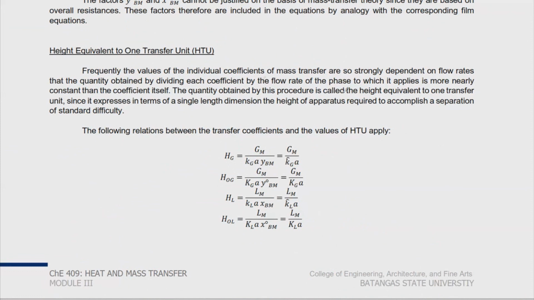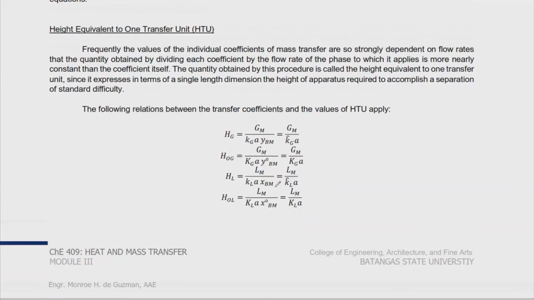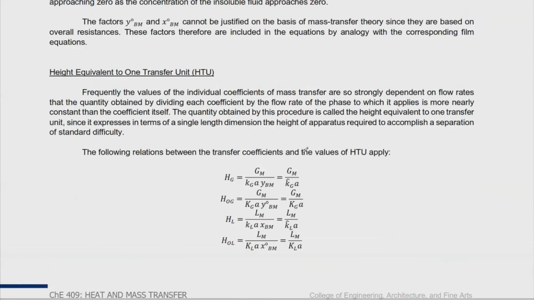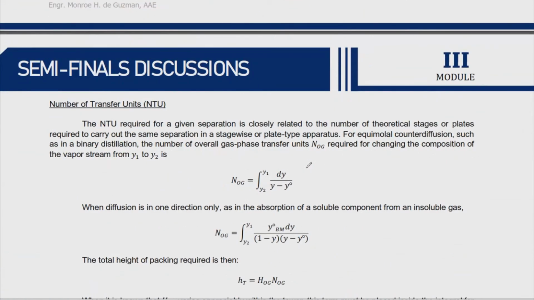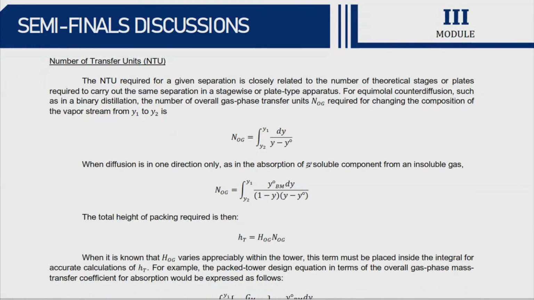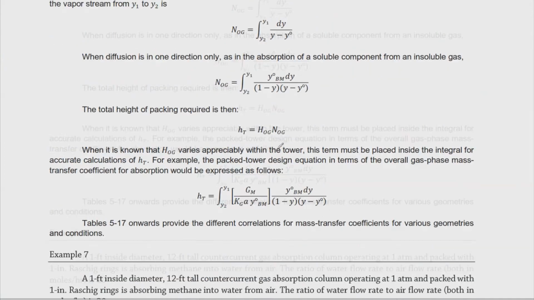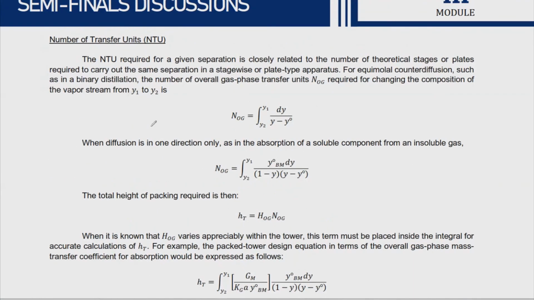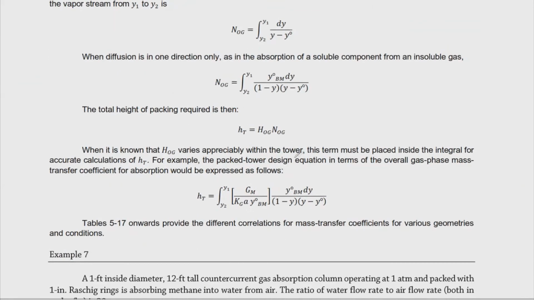And then we have this HTU. Now this HTU is actually the height equivalent to one transfer unit. This is usually used when we want to give the dimension of, let's say, a column based on this HTU. If you're given this, you can relate that in terms of kG and kL, and you'll be able to get this HTU. This is related to the number of transfer units. So if you have this HTU, and then you have the value of HOG and NOG, then you can determine the other unknowns from this expression.